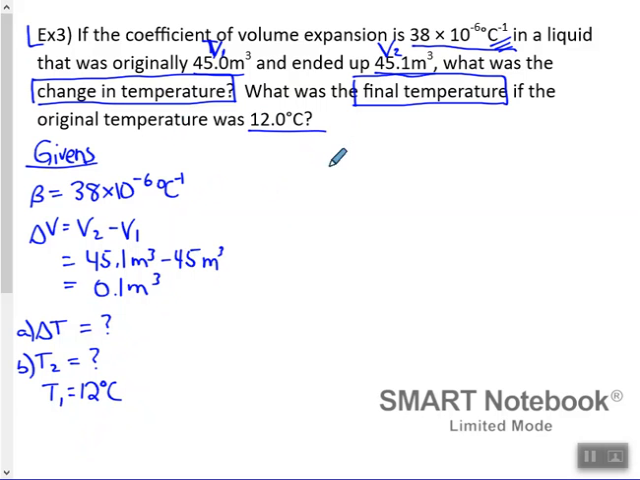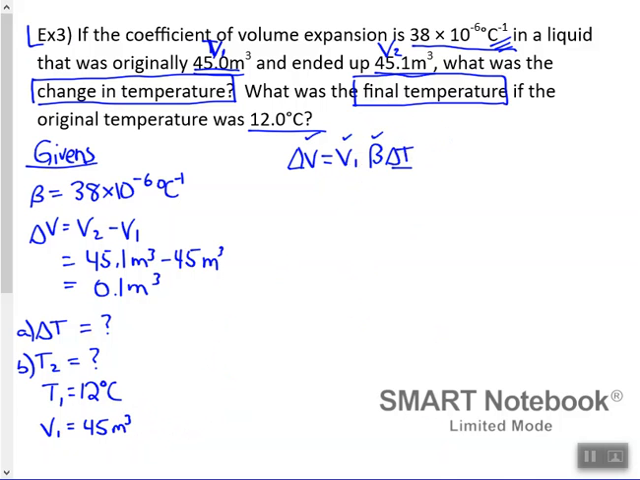Okay, so writing our formula, delta V equals V1 beta delta T. Now taking a look, I have my delta V, I calculated that. I have my beta. I'm looking for delta T first, so finding my change in temperature first. What was my V1? I didn't write that down. Oh, right. My volume was initially 45 meters cubed. Don't forget, V1 is 45 meters cubed. So I do have my V1.